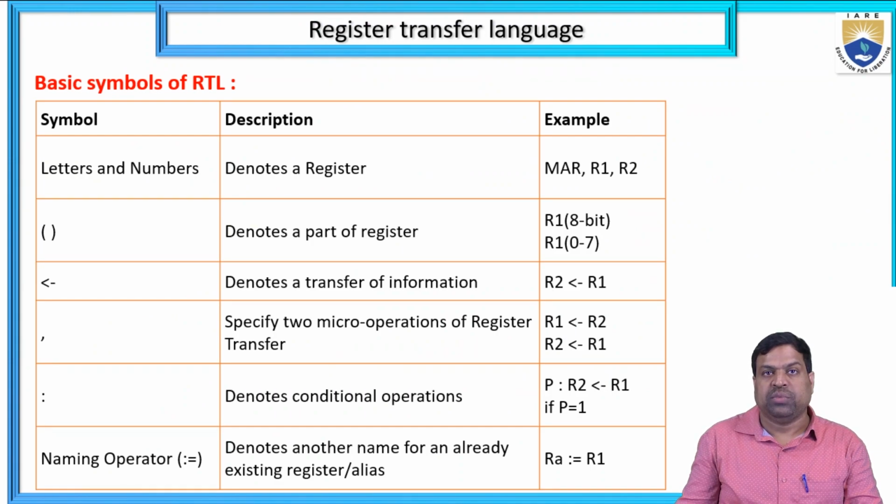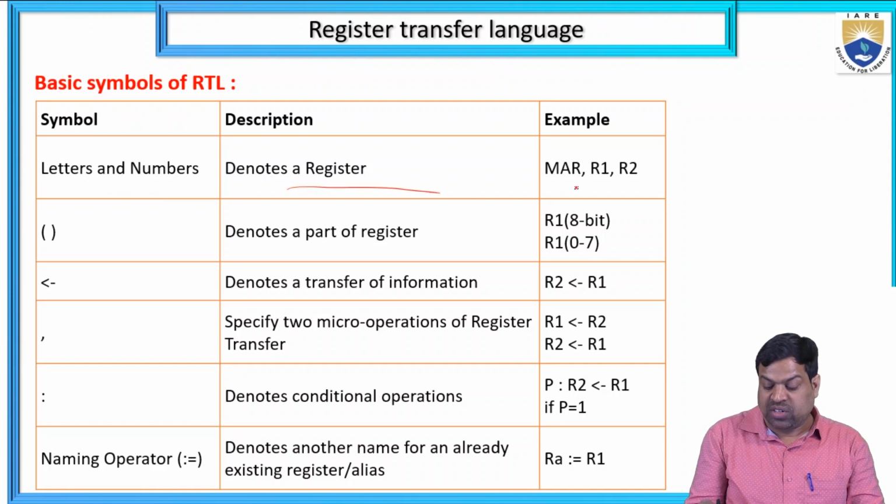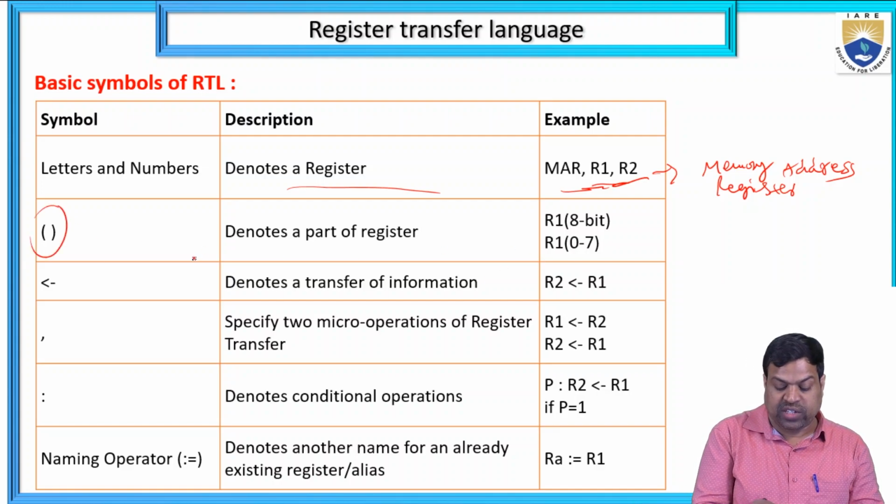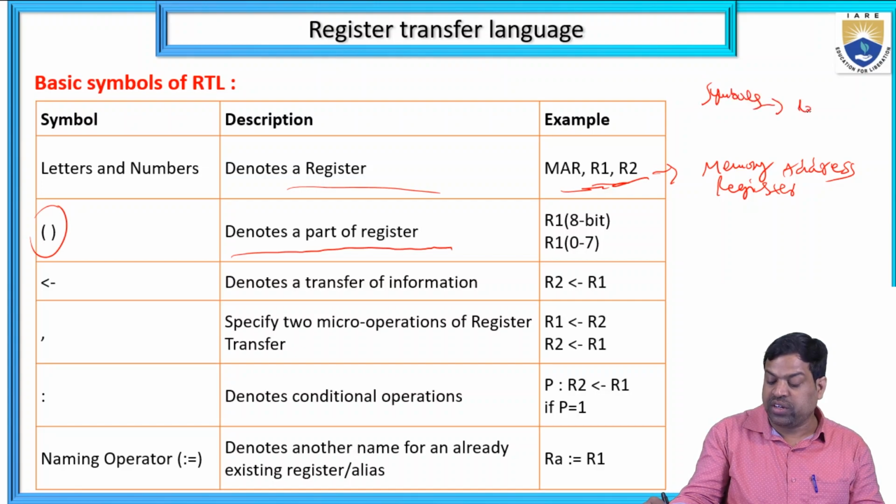Okay, these are some basic notations of register transfer language. These are letters and numbers. Okay, MAR means memory address register. Memory address register of R1 and R2. This belongs to address, where it is showing an address of the memory or an address of the registers, and here the symbol denotes a part of a register. Already we know that symbols are nothing but register transfer language.